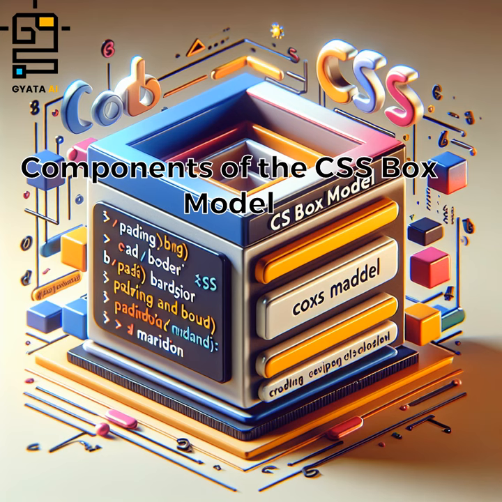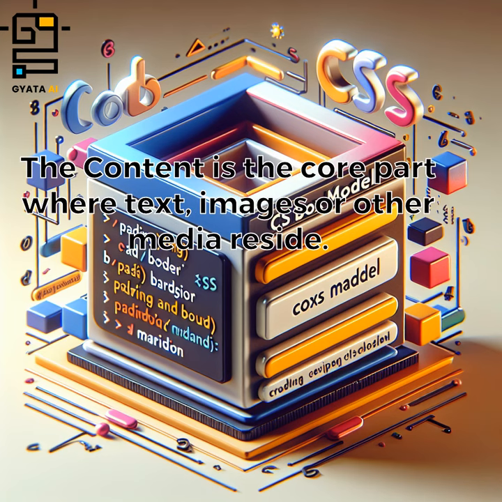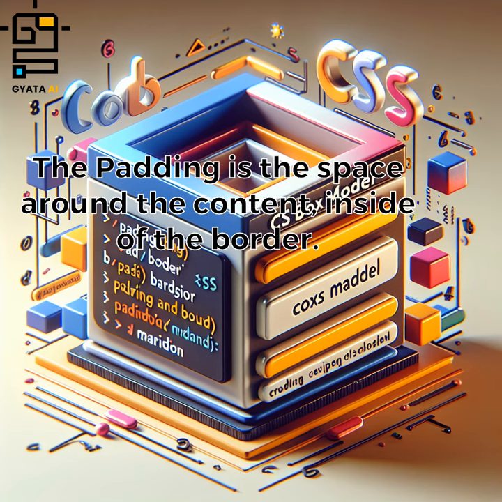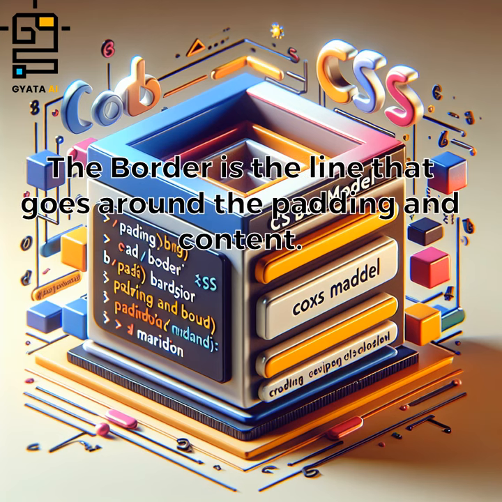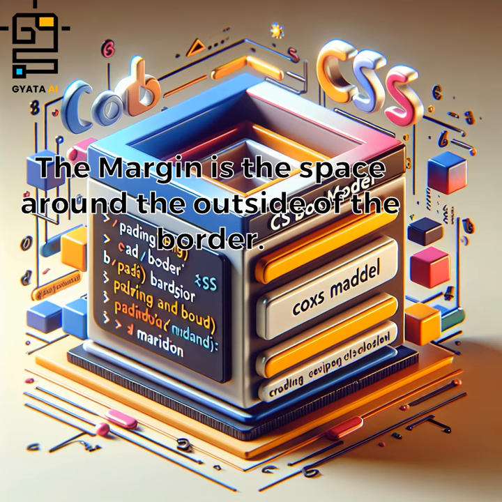Components of the CSS Box Model. The content is the core part where text, images, or other media reside. The padding is the space around the content inside of the border. The border is the line that goes around the padding and content. The margin is the space around the outside of the border.